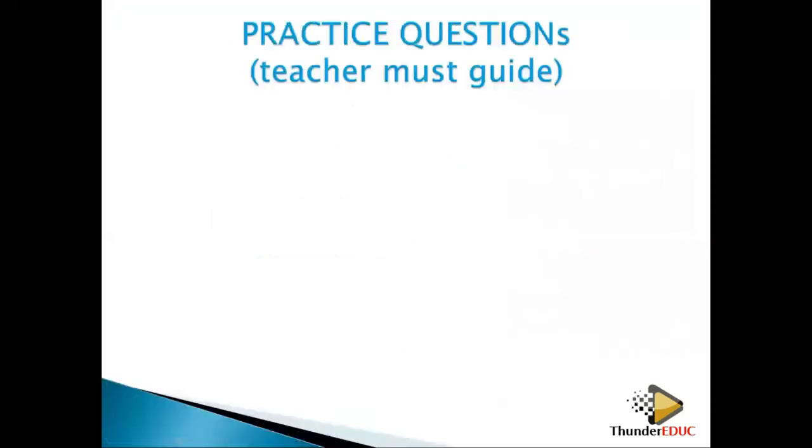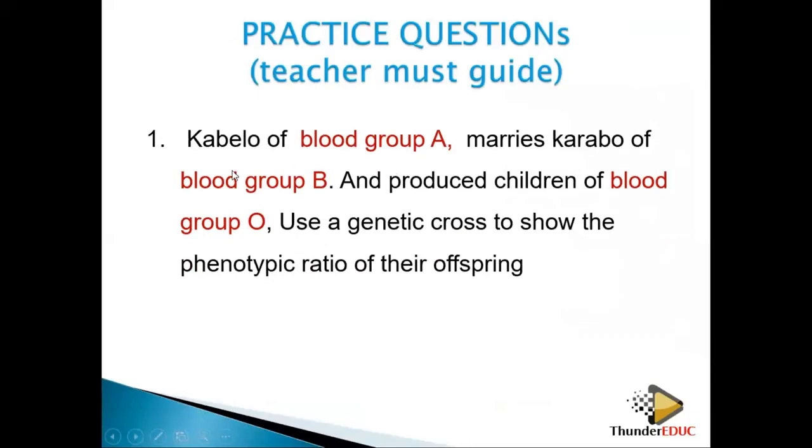So this is the practice question. Let's look at the practice question here. It must be guided by the teacher. So now I'm your teacher. All right, Cabello of blood group A marries Carabo of blood group B, and they produced children of blood group O. Use the genetic cross to show the phenotypic ratio of their offspring. They want the phenotypes, so the phenotypic ratio.